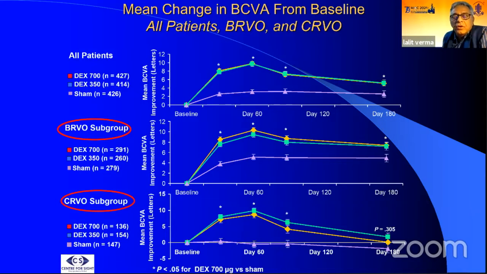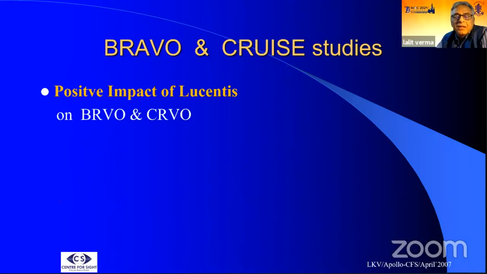The Geneva trial was primarily on dexamethasone for both BRVO and CRVO. If you see the overall graphs, this is on the top, but if you do a subgroup analysis, then in BRVO the results are much better. In CRVO, initially there is improvement, otherwise they tend to come down over a couple of months. And immediately afterwards came the Bravo and Cruz studies. Bravo was on BRVO, and it showed the positive impact of ranibizumab.